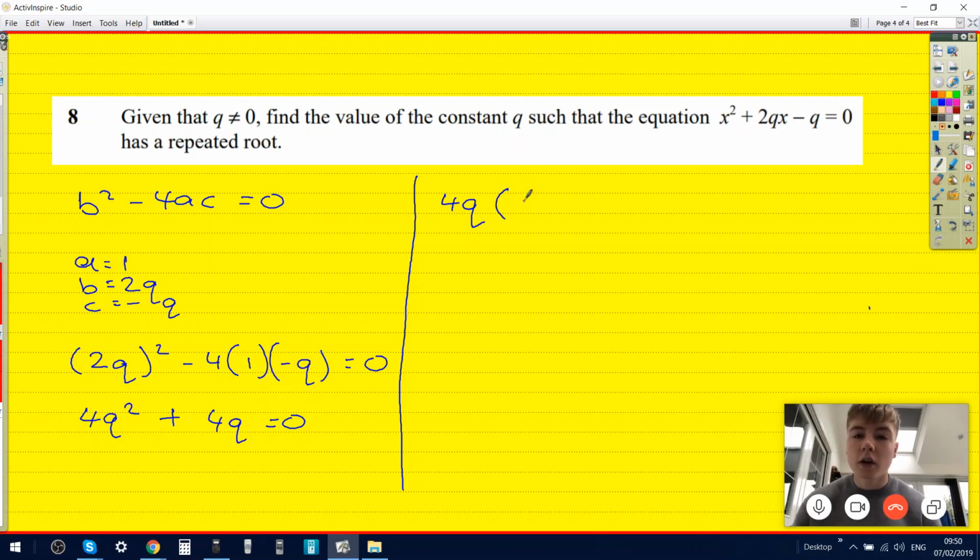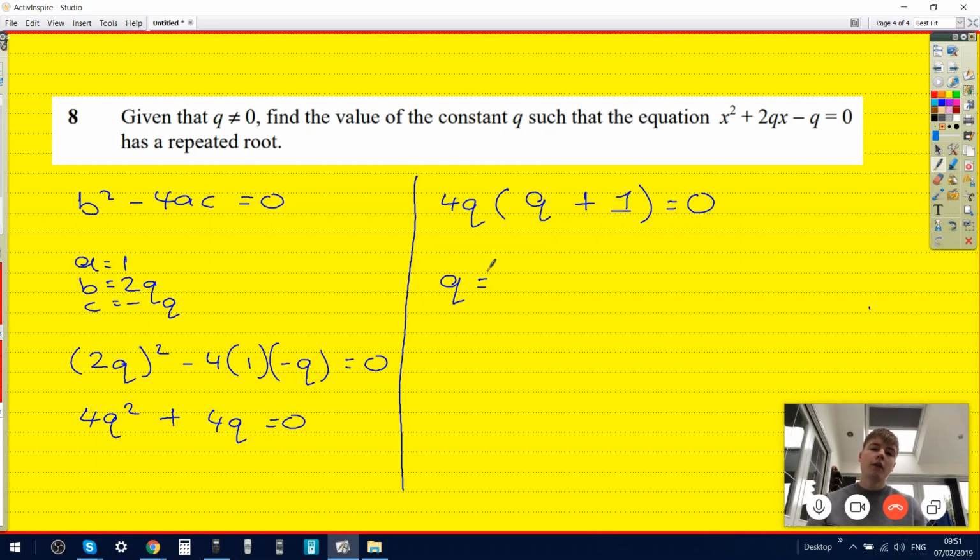And then 4q plus 1. So that'll be plus 1. Not 4q. Oh, yeah, q squared. Just q, sorry. Yeah. 4q, q plus 1. So q equals 4 times q equals 0.